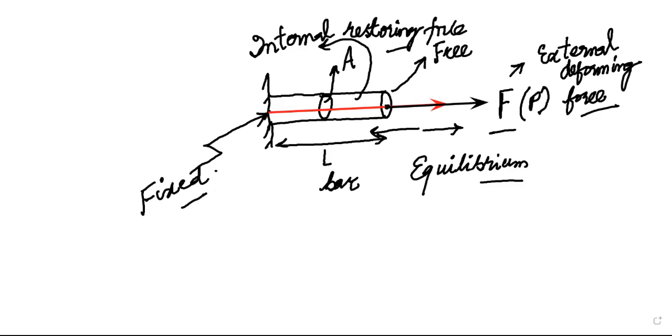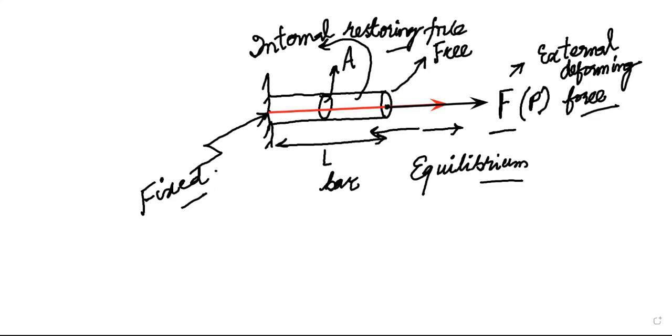I'm repeating it. As we subject a machine element to an external deforming force, the property of the material of the machine element is such that it sets up the internal restoring force that tends to restore the machine element back to its original configuration. This is called the internal restoring force.